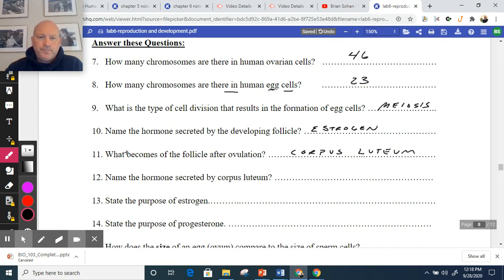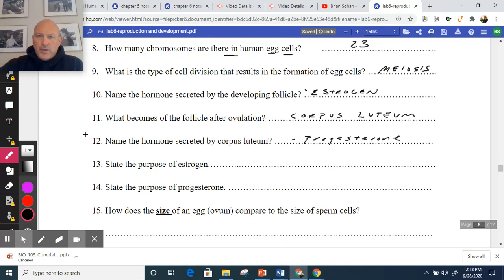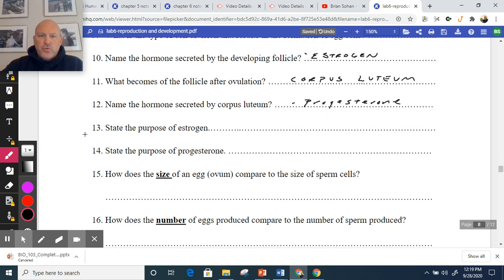Luteum. Hormone secreted by progesterone. Okay, so estrogen and progesterone, those are our two ovarian hormones. Hormones are produced by the ovaries, but are in control or influencing the uterine cycle.